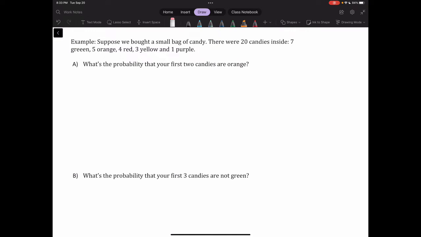So suppose we bought a small bag of candy. There were 20 total candies inside. There were 7 green, 5 orange, 4 red, 3 yellow, and a single purple one. What's the probability that your first 2 candies are orange? Okay. So what I want us to do always is to label our events. So if I need to select my first 2 candies to be orange, event A is that I need the first candy to be orange. And event B is I need the second candy to be orange.